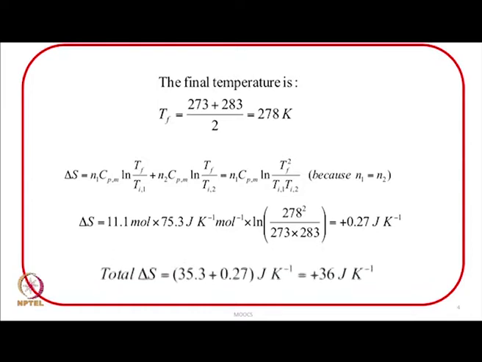Therefore, the total entropy change is the entropy change in part 1. This part 1 is associated with the melting of ice and the lowering of temperature of 200 gram of water from 90 degree centigrade to 10 degree centigrade, and this contribution is added to the part where the water at 0 degree centigrade is further mixing with water at 10 degree centigrade, reaching a final temperature of 5 degree centigrade. The total delta S is plus 36 joules per Kelvin.